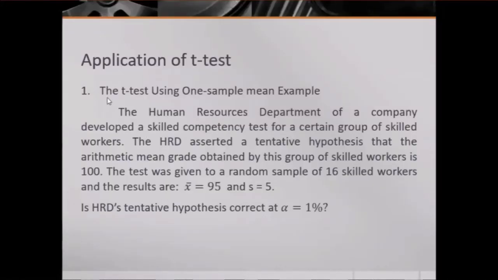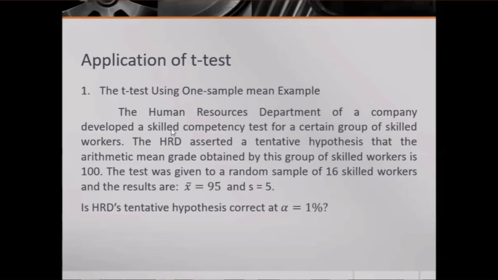Okay, so for example 2, the t-test using one sample mean. The Human Resources Department of a company developed a skilled competency test for a certain group of skilled workers. The HRD asserted a tentative hypothesis that the arithmetic mean grade obtained by this group of skilled workers is 100. The test was given to a random sample of 16 skilled workers and the results are, ang nakuhang result, yung ating sample mean is 95 and the standard deviation is 5. Is HRD's tentative hypothesis correct at the given alpha of 1%?